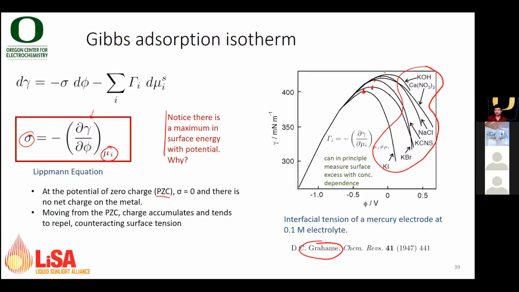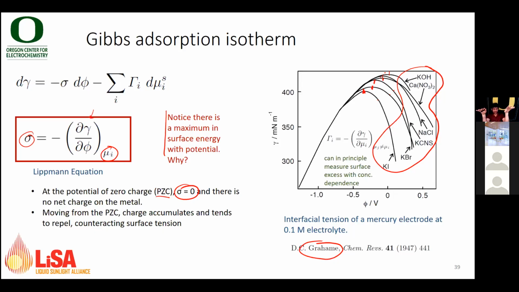This maximum is what we call the potential of zero charge, where sigma equals zero. That's where this derivative, d gamma d sigma, goes to zero. So we're going to call that the potential of zero charge. That's where there's no net charge on the metal. But if you move away from the potential of zero charge, you have charge on the metal surface.